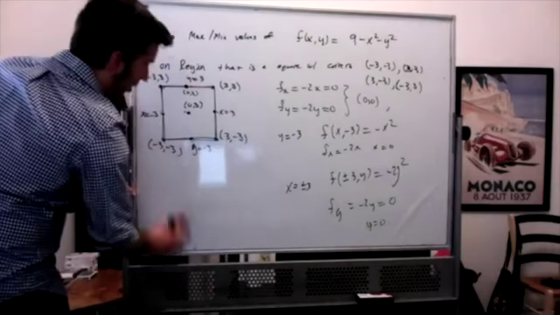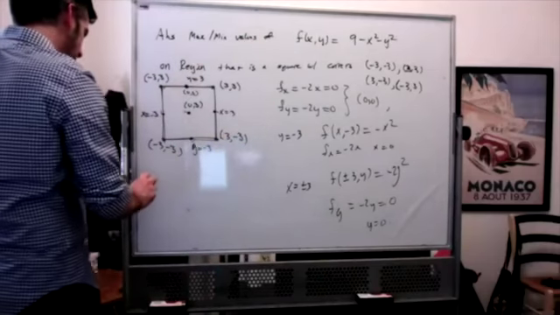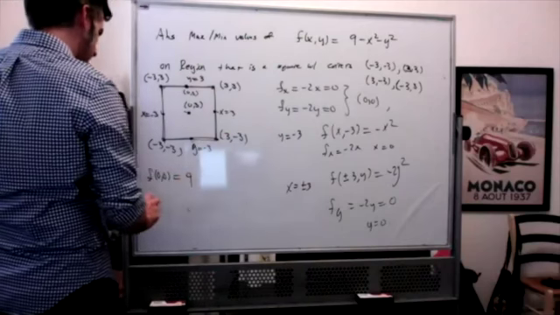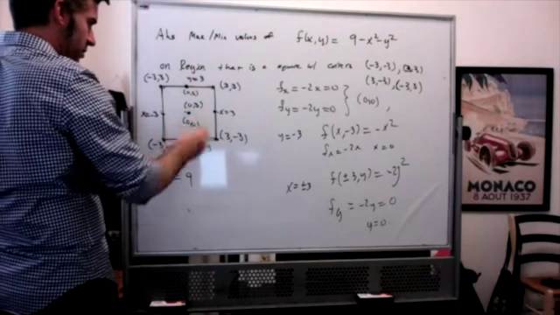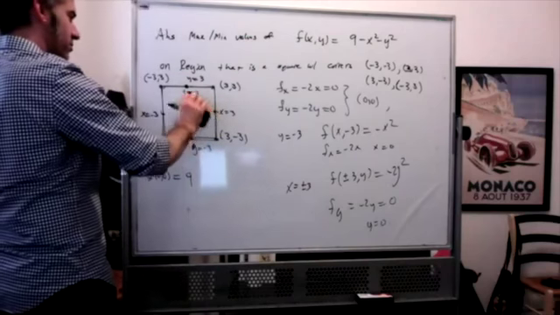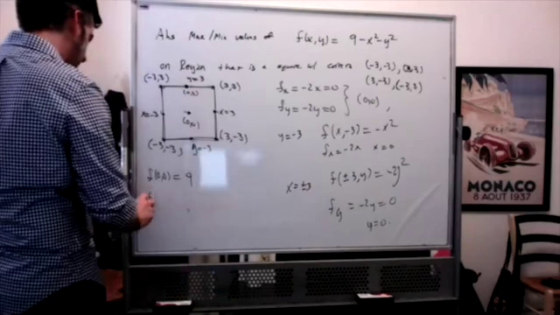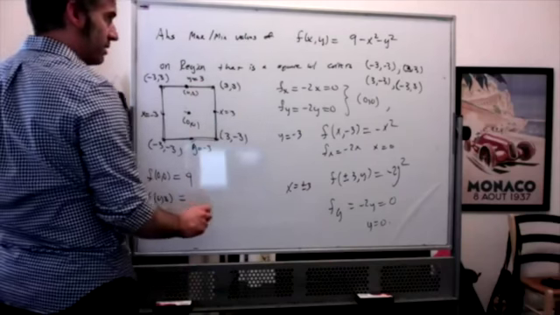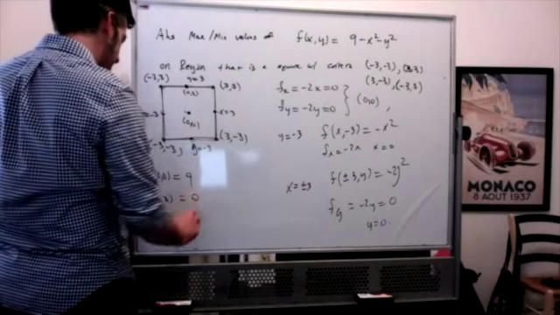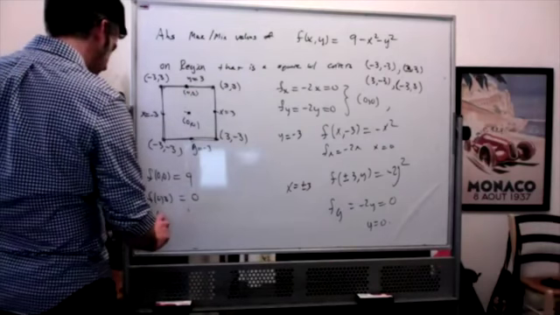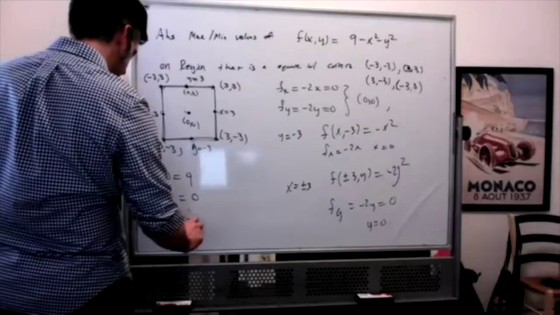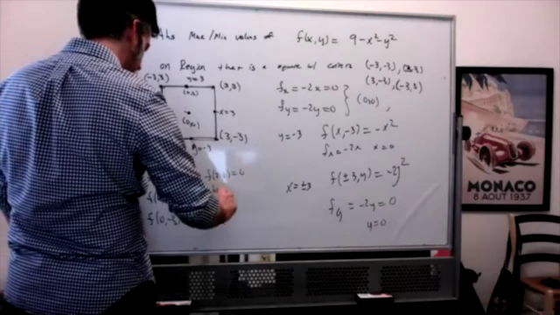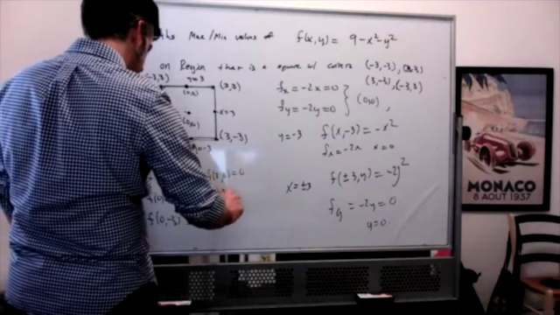And then we just plug them all into the original function. So f of (0, 0) is going to be 9. That's the point right there. I just labeled it though. And then f of (0, 3) is going to be 9 minus 9 minus 0, so it's going to be 0. And f of (0, -3) is also going to be 0. f of (3, 0) is going to be 0. f of (-3, 0) is going to be 0.